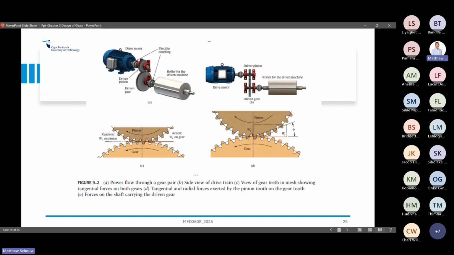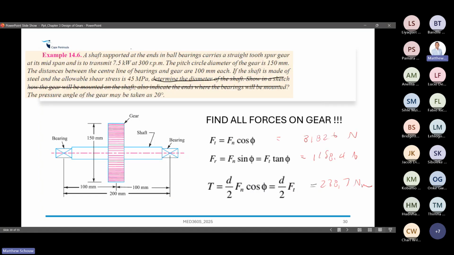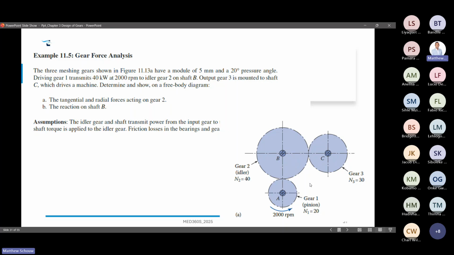The next part. Okay, so we've looked at that. We've talked about this. Milo helped us nicely with this. We did a basic example of the forces on the gear. And now we're going to do example 11.5, which is of great importance. I'll also send two questions from two different textbooks. They have solutions, so make sure you go over them and understand them very well.